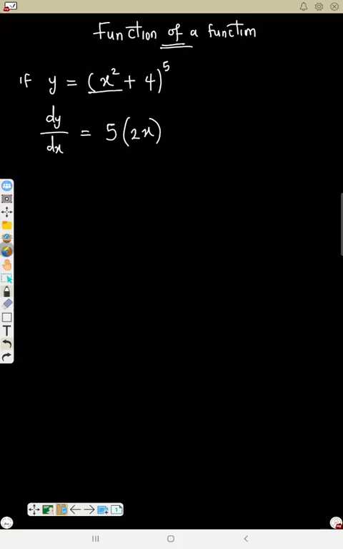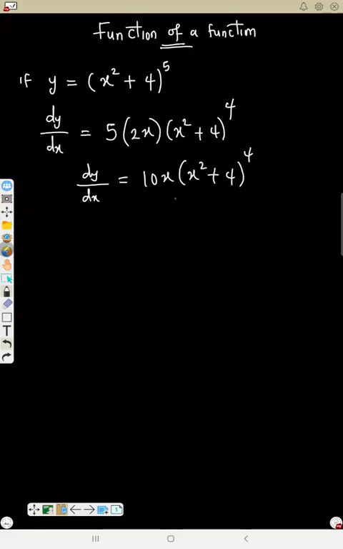The next thing, rewrite everything in the bracket. Just rewrite. That will be x squared plus 4. Now subtract 1 from the power. The power is 5. Just say minus 1. That will be 4. Now if you did not see this as an option, then you will see 5 times 2, 10. You are free to multiply this one. 5 times 2 is 10, to get 10x into bracket x squared plus 4 raised to power 4. So you have solved. So that is the answer, and this is function of a function.